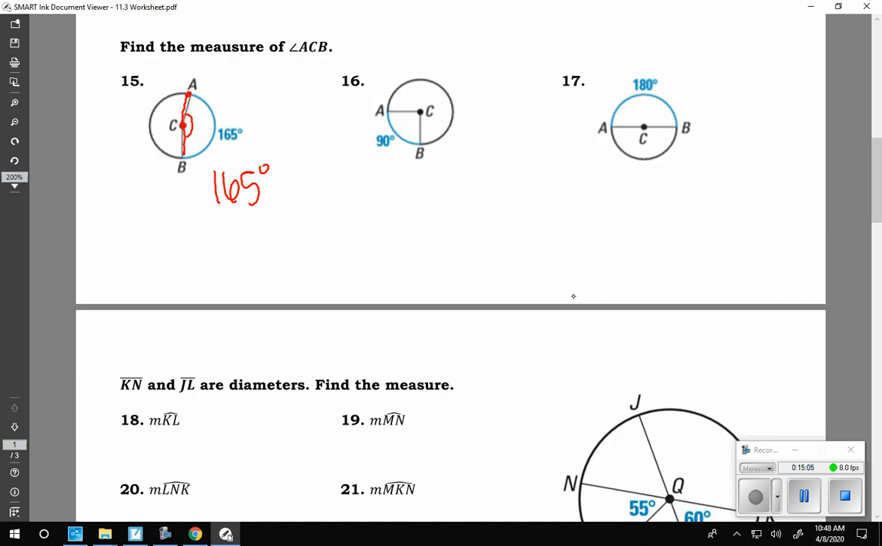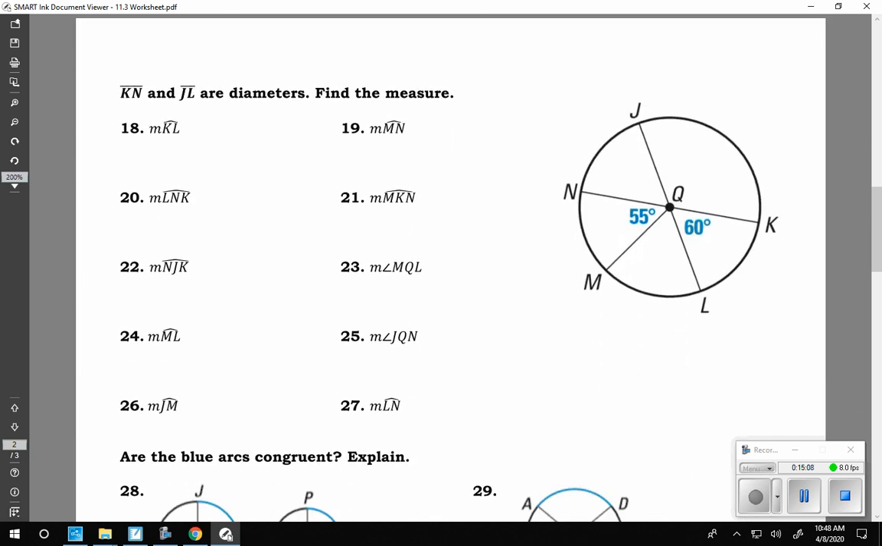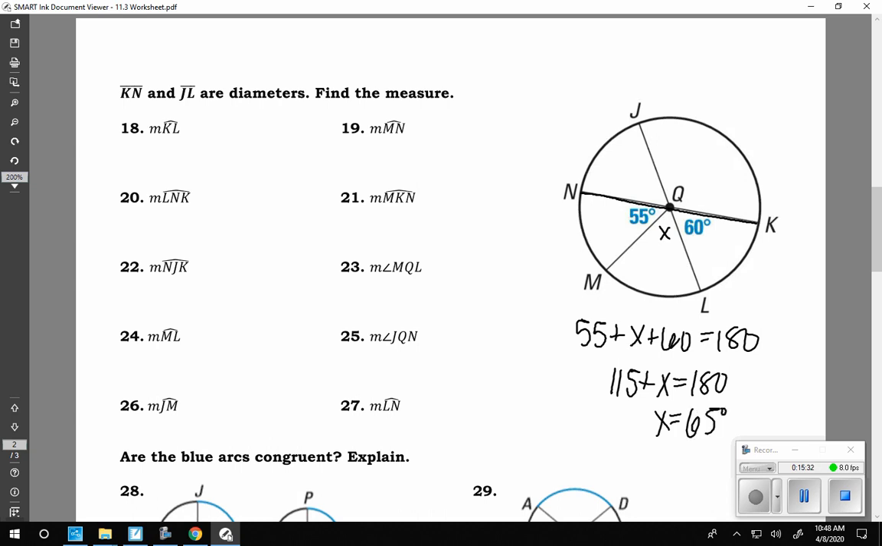And then the next, this is probably the hardest section of the homework. KN and JL are diameters, find the measure. So I'm going to help get you guys started on this one. If this is a diameter, that means there's 180 degrees here. So 55 plus this missing part, we'll just call it X, plus 60 equals 180 degrees. So that's 115 plus X equals 180. That means X is 65 degrees. So now that you know that part, that's going to help you answer some more questions.